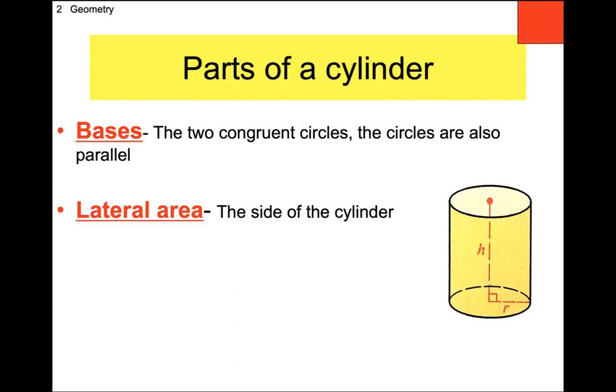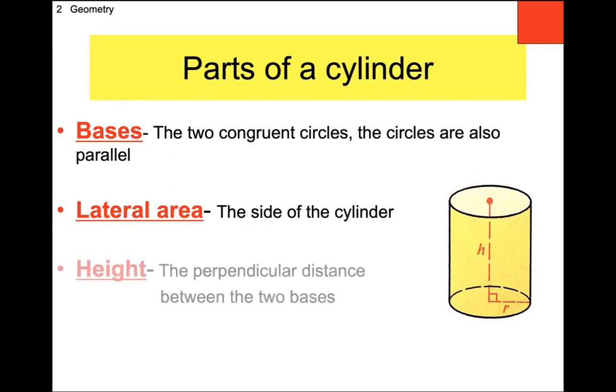What's left? Let's see. Oh, the distance between the two circles, right? That we're going to call the height. So remember, that's measured perpendicularly. So the perpendicular distance between the two bases, that would be termed the height, h for height. And let's see, any other parts? No, cylinders are pretty easy. There's not too many parts to them.